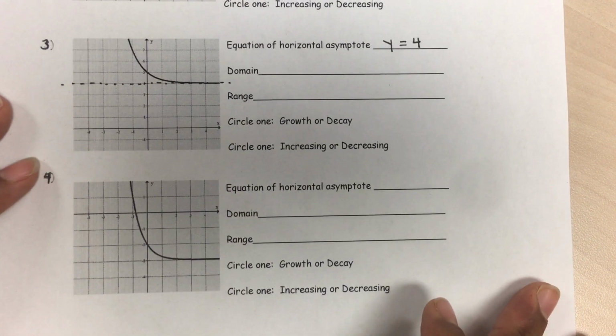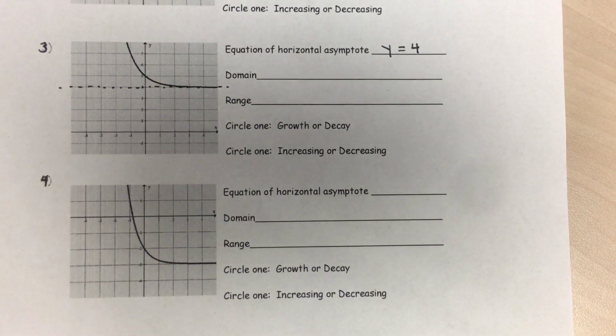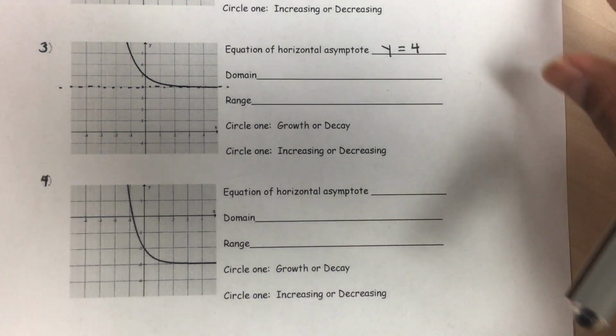Go ahead and pause the video and try to write the equation of the asymptote for number 4. Pause the video, compare with your neighbors. If none of that made sense to you, rewind, watch it again.